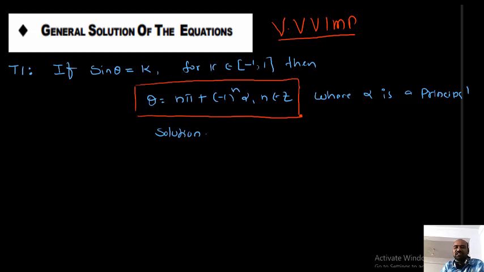But other than 0 values also there. K lies between minus 1 to 1. What is the meaning of that? Sin theta is equal to root 3 by 2, what is the theta value? Sin theta is equal to minus 1 by 7, what is the value of theta?